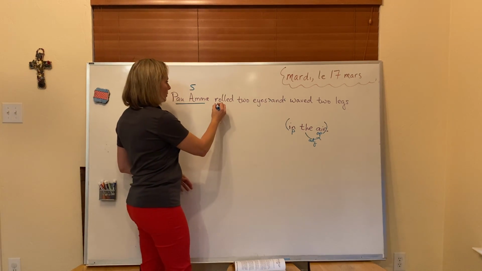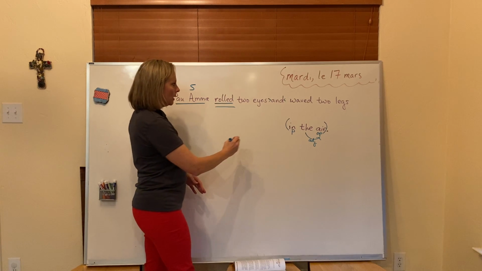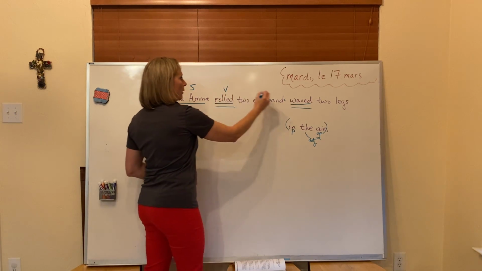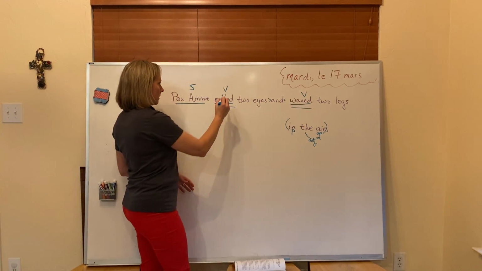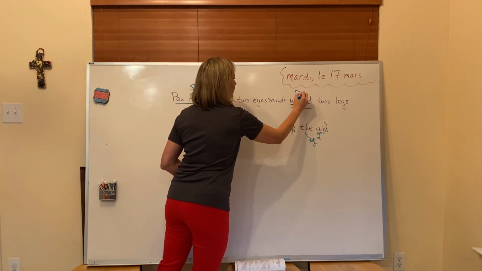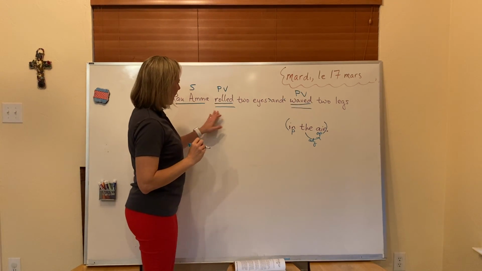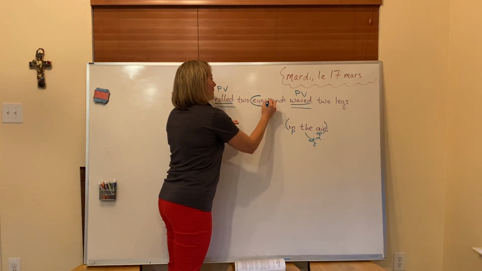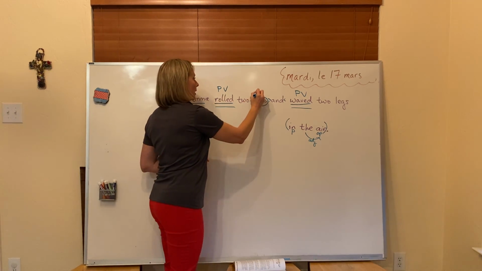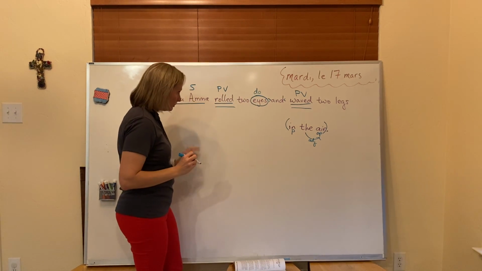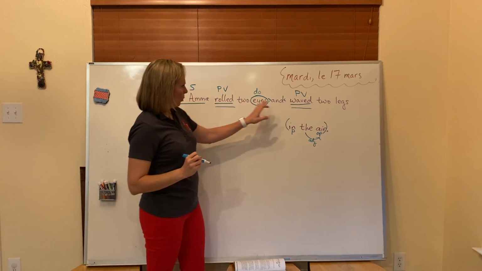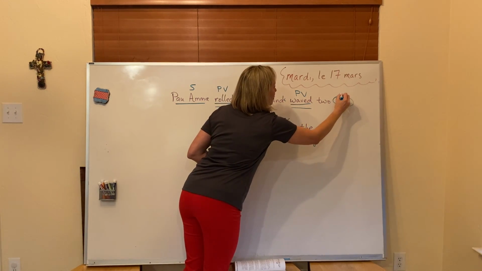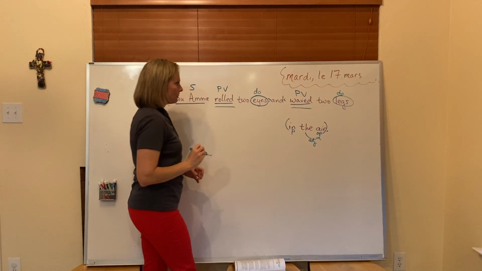He does two things. He rolled and he waved. All right, so these are both verbs. Are they both action verbs? Yes, so they are predicate verbs. Okay, what did Pau Ama roll? He rolled eyes. So here we have transitive verb with a direct object. Pau Ama waved. Did he wave something? Yes, he waved two legs. There we have another direct object for our second verb.